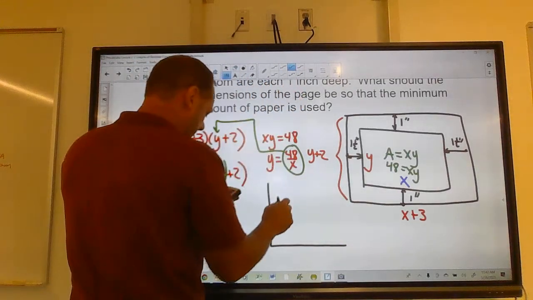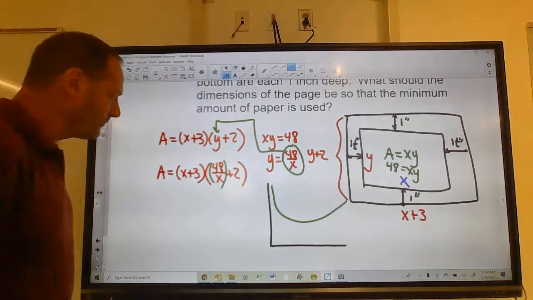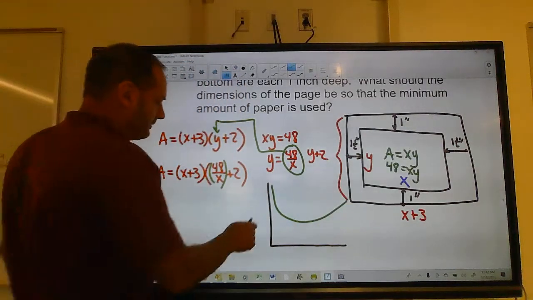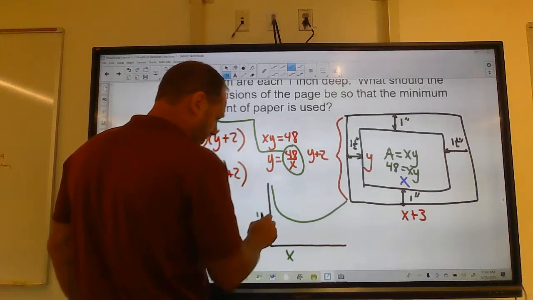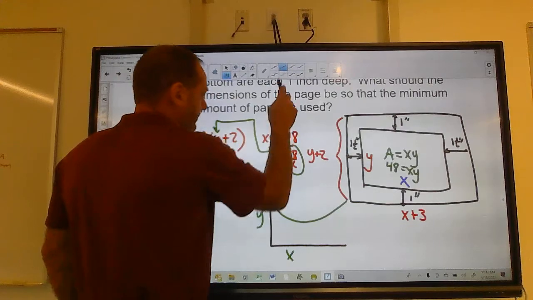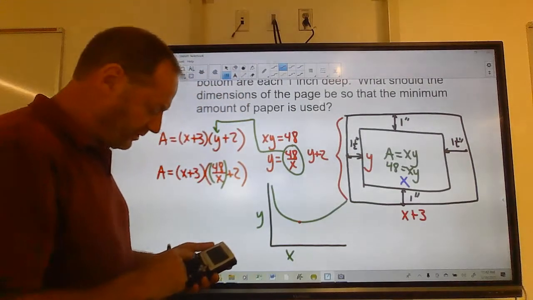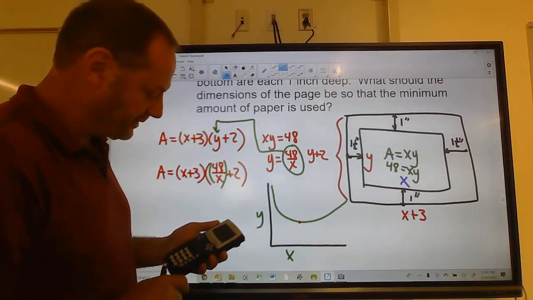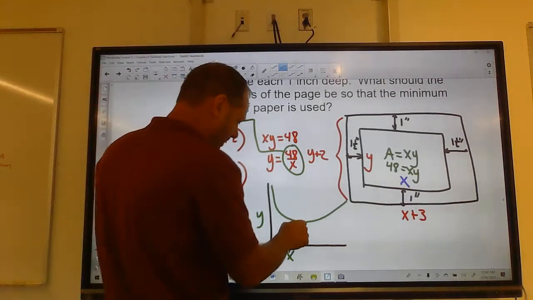We get a graph that looks kind of like a Nike swoosh. This is the area, and it is dependent on my x's and my y's. So what I want to do is find the lowest point right here. I'm going to go second, calculate. Number 3 is minimum.